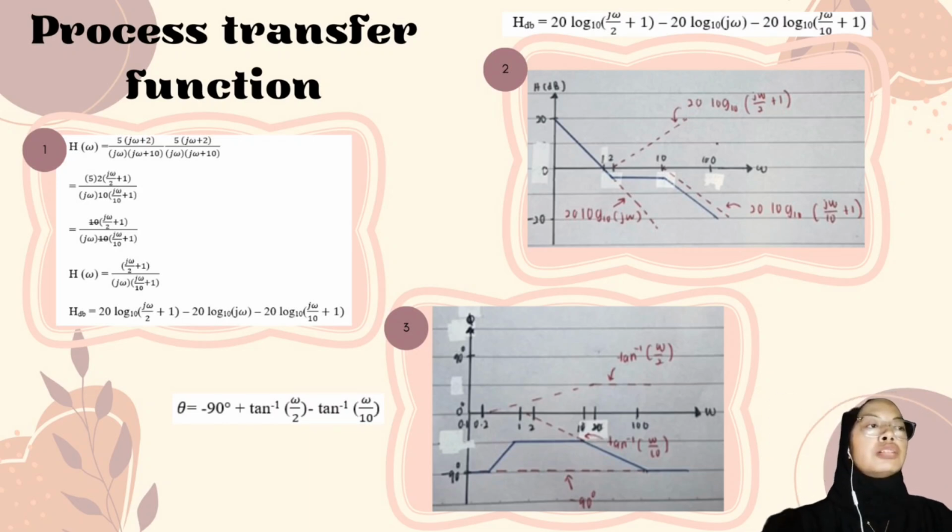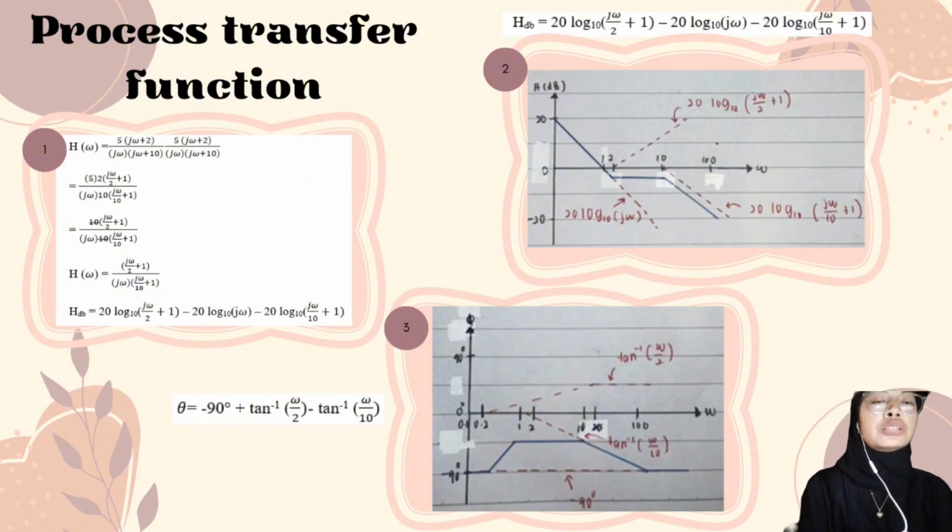and then the line will be a straight line until 10 omega because of the tan inverse omega divided by 10. And after that, the line will be decreasing until 100, and then it will be static. So that's all. Thank you.